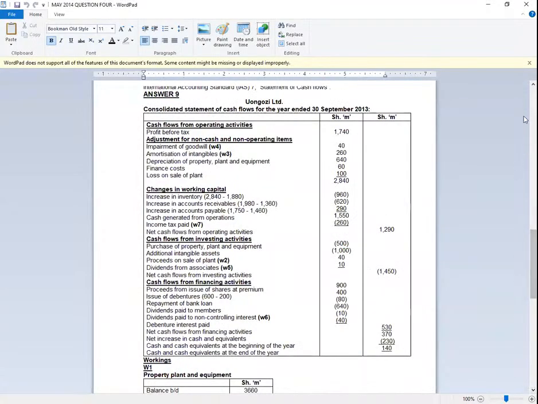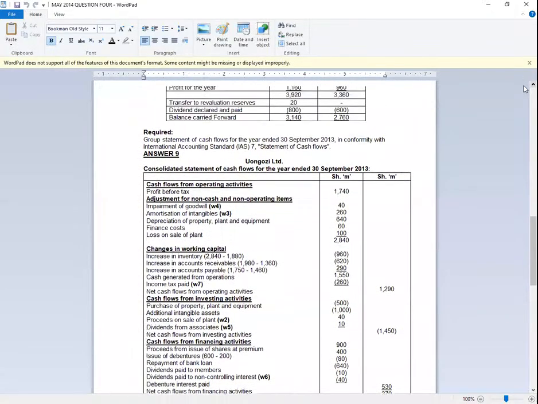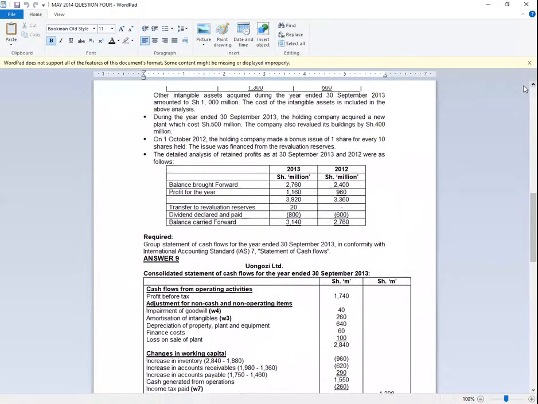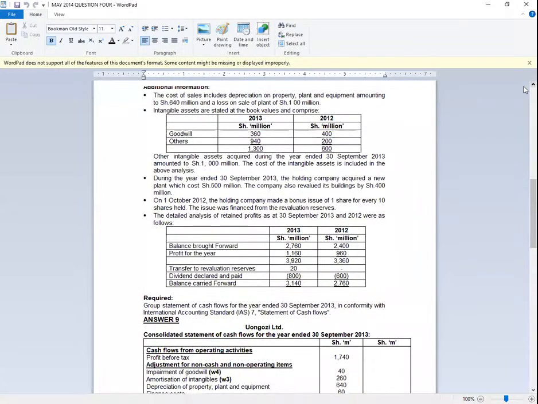What have they told us really here? They have told us something very nice. I love cash flow. An examiner who brings a cash flow question is an examiner who is wishing me success. If you read here, they have told us the cost of sales includes depreciation on property, plant, and equipment amounting to 640 and a loss on sale of plant of 100. First of all, leave that out.